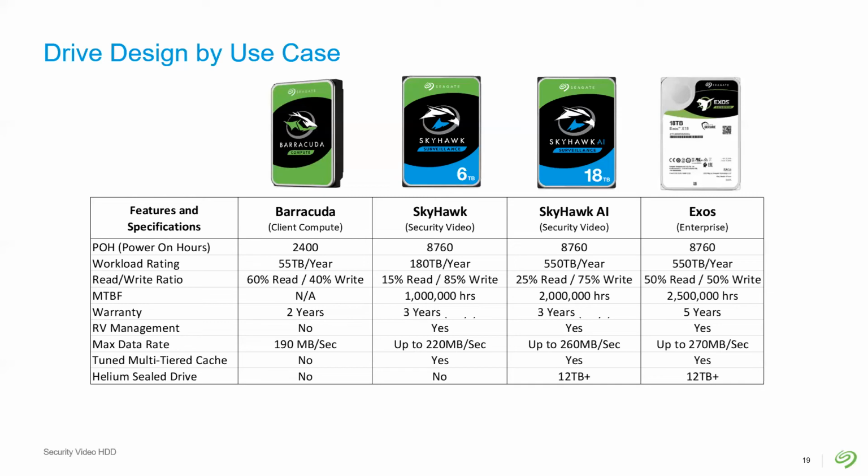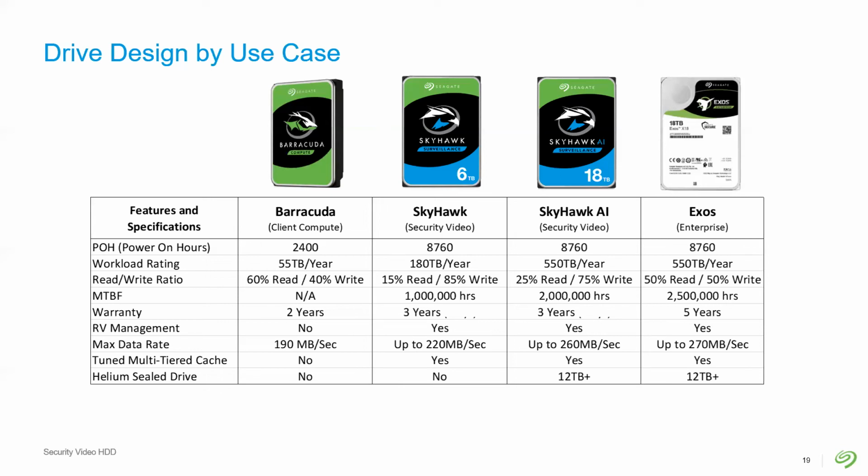All right. Drive design by use case. What I've done here is I've shown you the spectrum of the drives that are built today, from the simplest to the most capable from left to right. The Barracuda client compute drive is a basic drive, standard client, if you will. You can see through some of the specifications there that they're significantly lower capability than the Skyhawk AI, or the Exos. As you move from left to right in any one of these categories, you can see that the specifications definitely change. You do get what you're paying for, and these features are real.